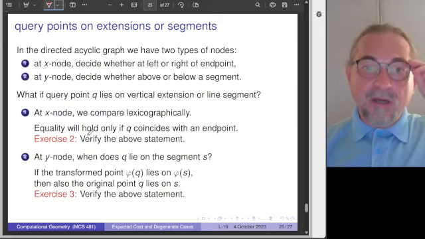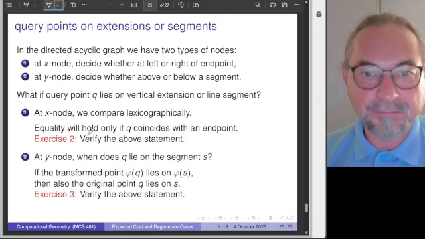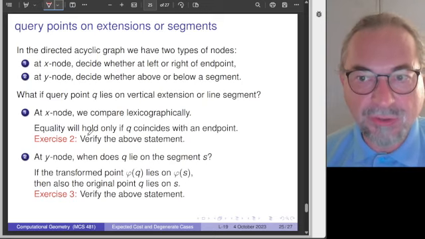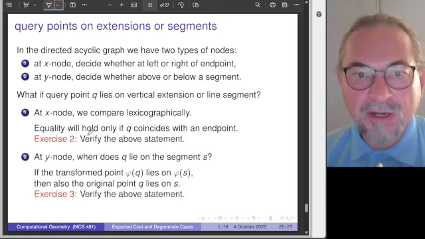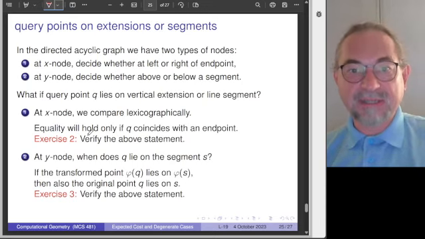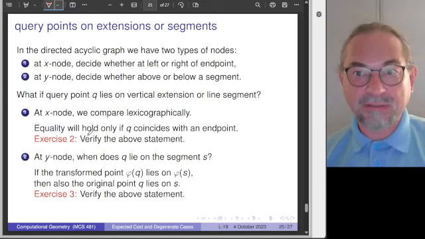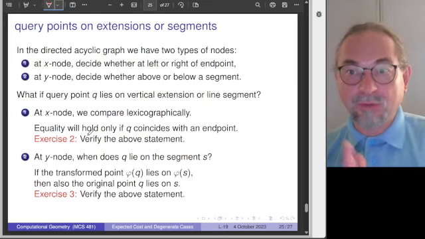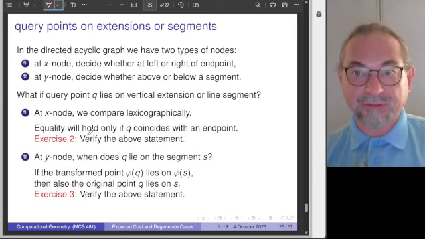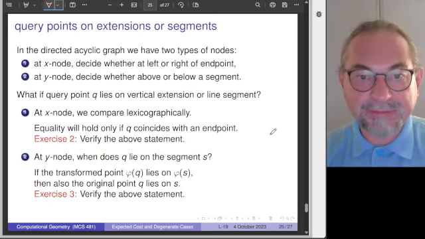Okay, what now about the query points? We had the X nodes, the Y nodes. What happens if the query point lies exactly on a vertical extension? What do you do then? Do you go to the left or do you go to the right? You don't know. I mean, you still need to locate it. It's at a vertical extension, but we actually don't know what happens.